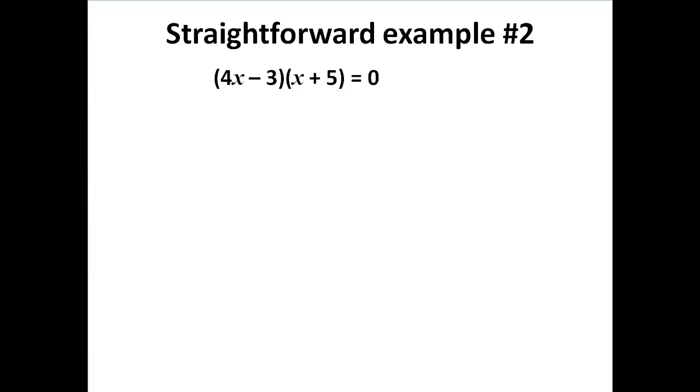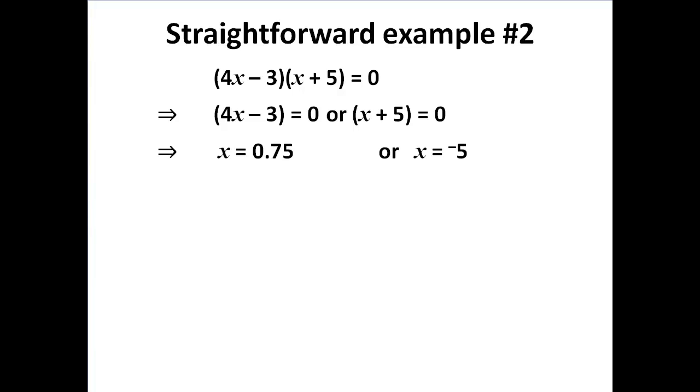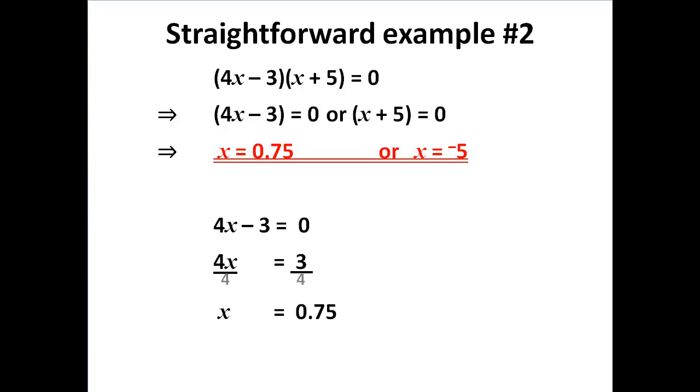Here's another very similar one. Again, either the first bracket or the second bracket is equal to 0. So the answer is either 0.75 or minus 5, which is what we indicate. However, if you're not very good at working out this fraction value, then you do a simple linear solve. You know that 4x minus 3 is equal to 0, so 4x is equal to 3, divide by 4, and x is equal to 3/4, 0.75, doesn't matter which one.